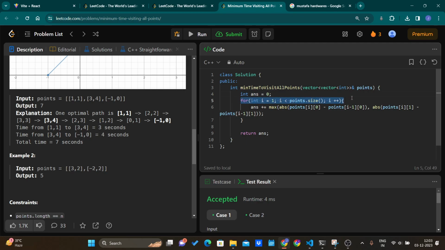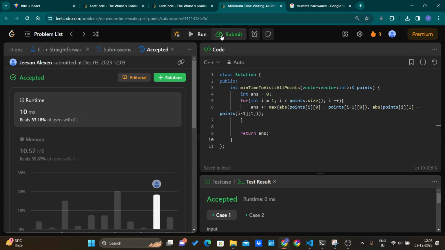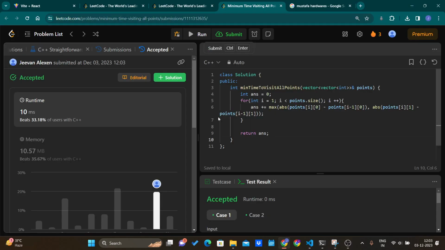This will be the for loop running from the first index to the last index, and we are taking the maximum of the absolute difference between the x coordinate of the current point and the previous point, and the absolute difference between the y coordinate of the current point and the previous point. And this code runs in good time complexity, and we submit it. Let's see what will happen when we submit. And it's good. So that is the problem of today.